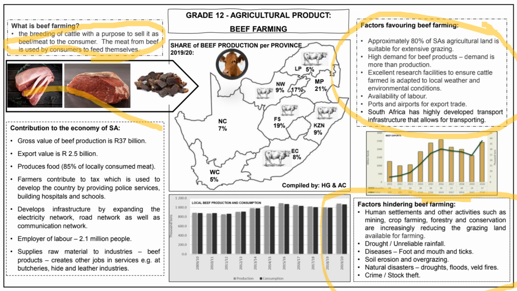But now your contribution to the economy. So your gross value of beef production is 37 billion rand. The export value is 2.5 billion, and it produces about 85% of locally consumed meat. Farmers contribute to taxes, which are used to develop the country by providing police services, building hospitals and schools. You develop infrastructure here by expanding the electricity network, road network, as well as communication network. It is an employer of labor of at least 2.1 million people, and it supplies the raw material to the different industries.